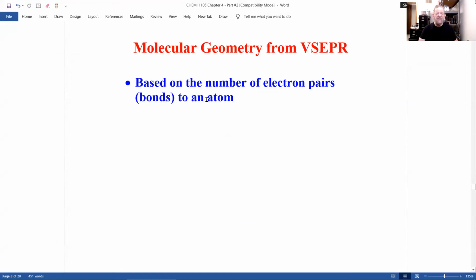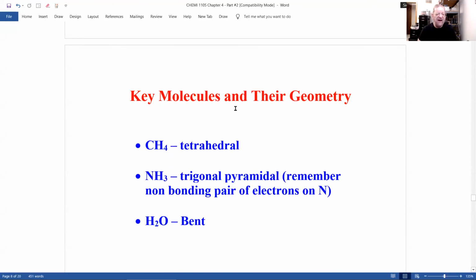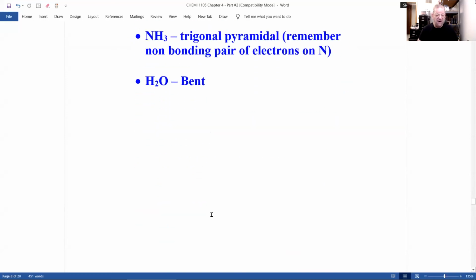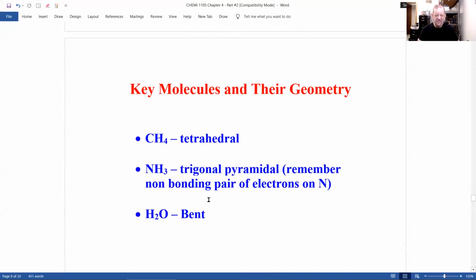Now, based on the number of pairs of electrons of atoms, different molecules take different geometry, how they look in 3 dimensions. And some key ones: methane, again, is called tetrahedral. Ammonia is trigonal pyramid, and both the bonded and non-bonding electrons play a role. Same thing with water, which is bent. And where do we get this?